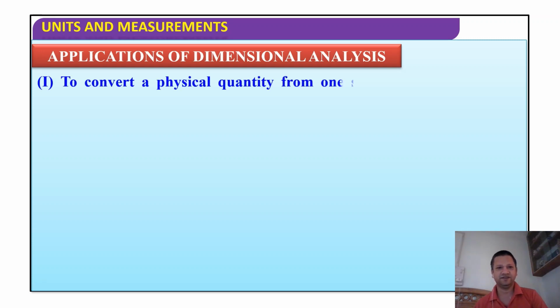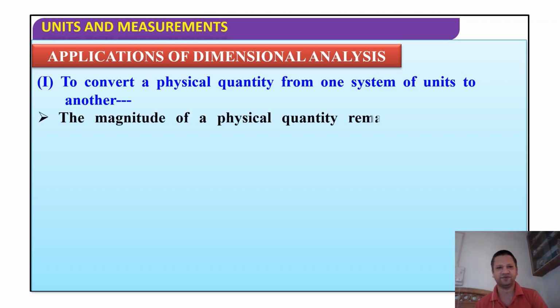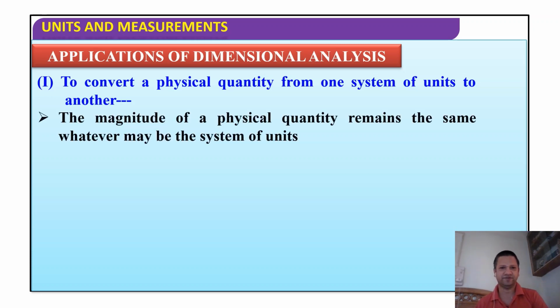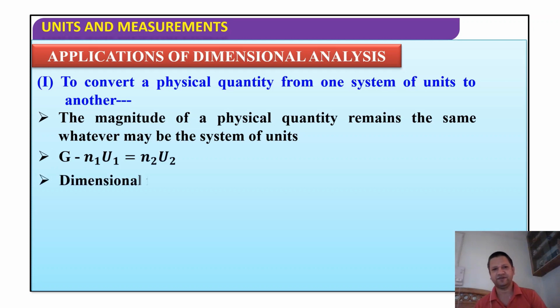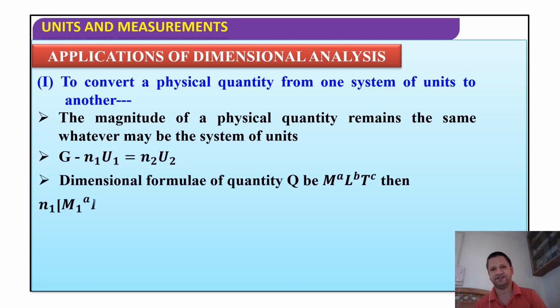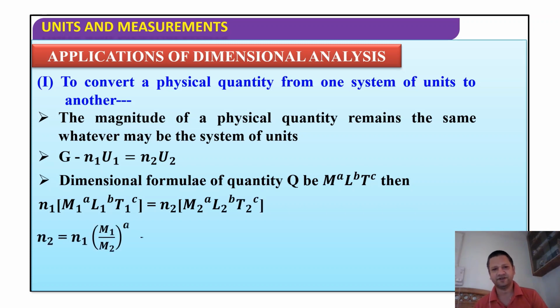Let us start the applications one by one. This is to convert a physical quantity from one system of unit into another system of unit. So when we are in the SI system and we want to go to the CGS system, how do we convert? Here is the formula: n2 is equal to n1, m1 upon m2 raised to the power a, l1 upon l2 raised to the power b, t1 upon t2 raised to the power c.